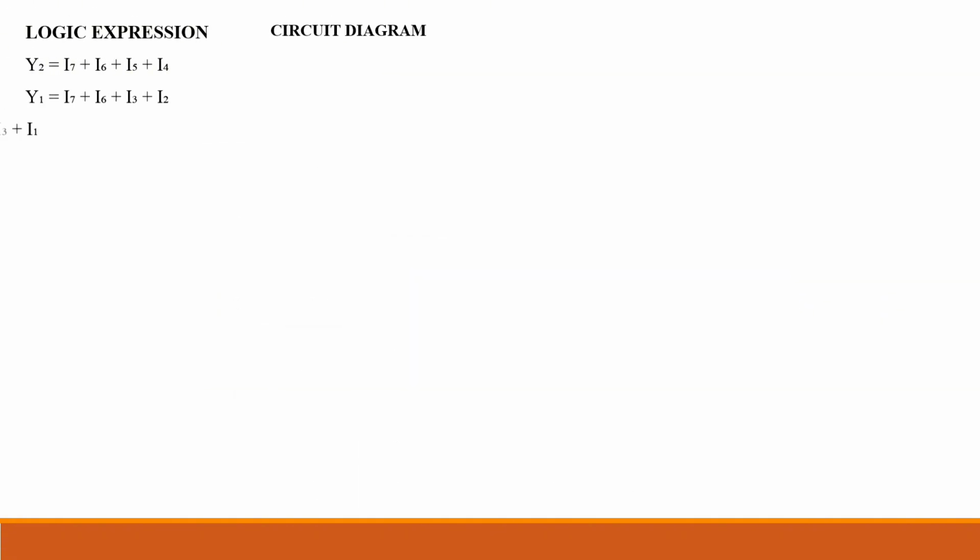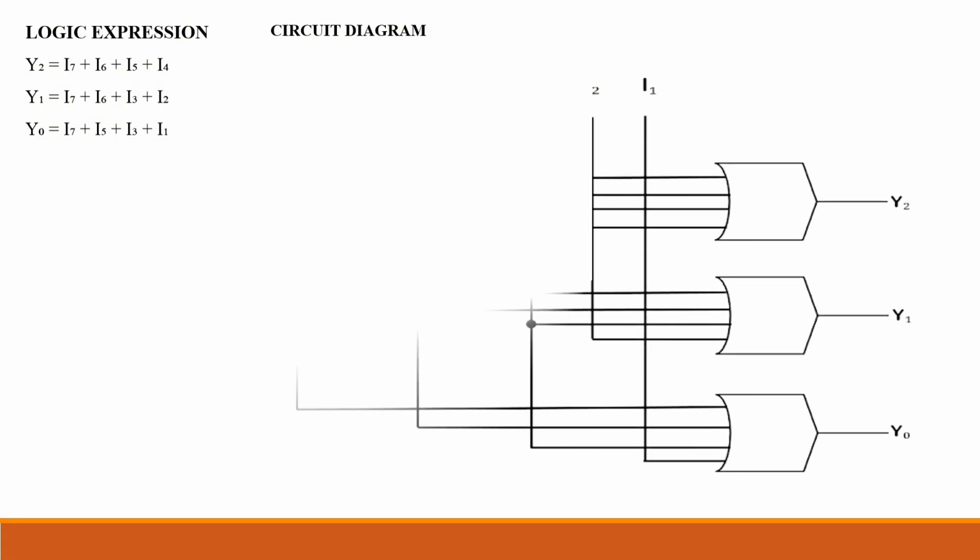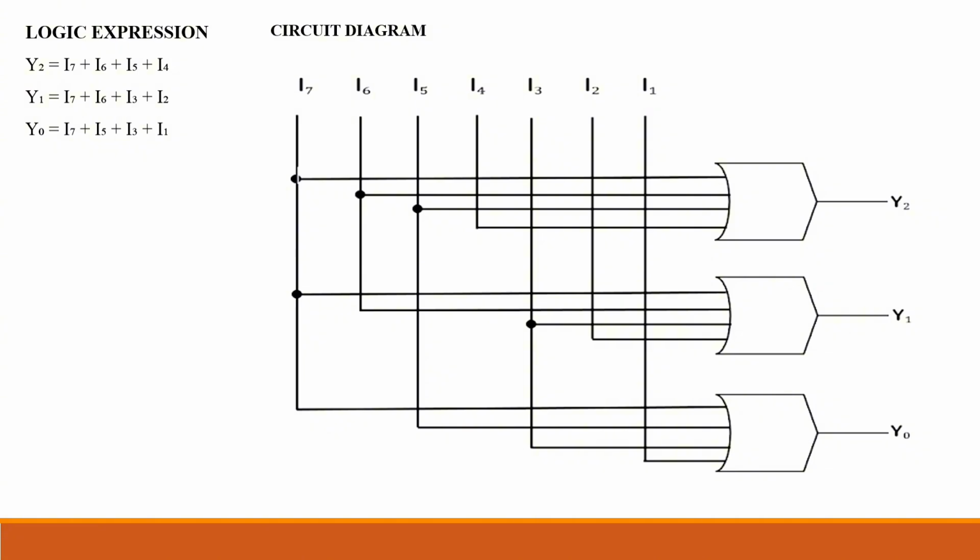From this, we can get the logic expression for Y2, Y1, and Y0. And with that, we can get a circuit diagram, which consists of 3 OR gates for 3 outputs Y2, Y1, Y0, and the corresponding inputs I1, I2, I3, I4, I5, I6, and I7.